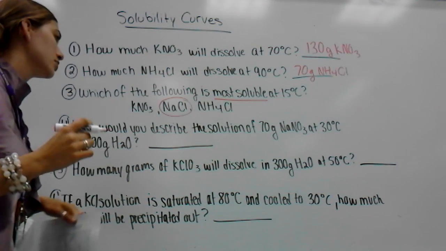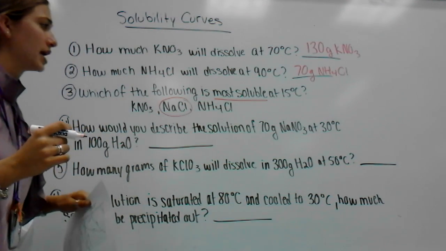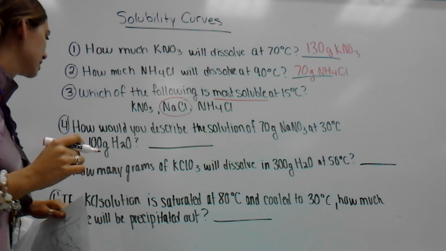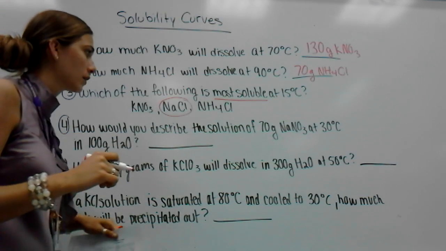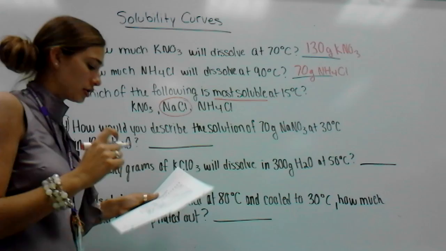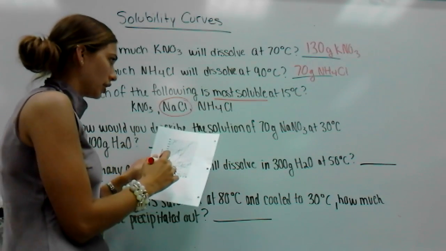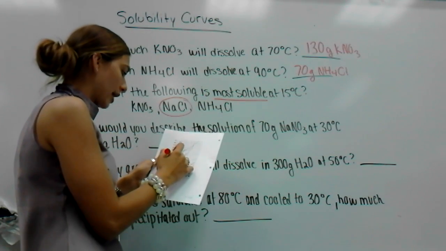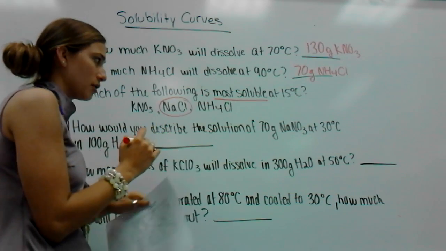Number 4 says, how would you describe the solution of 70 grams NaNO3 at 30 degrees Celsius in 100 grams of water? So what you're going to do is go to 30 degrees Celsius on your solubility curve, and then go over to 70 grams. You're going to make a little dot right there.